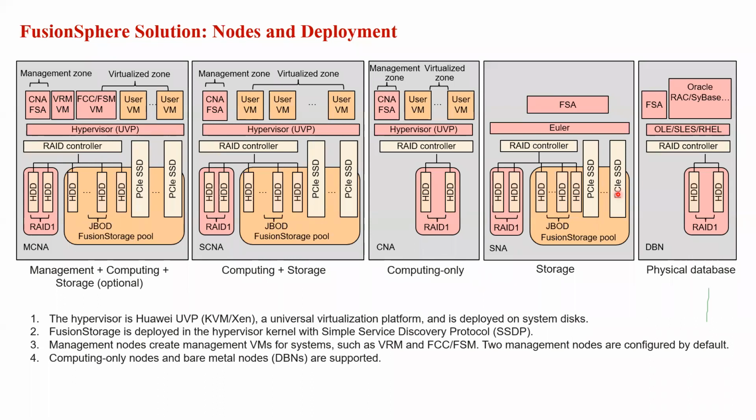What is actually MCNA and what is actually SCNA? What services do they provide? While deploying the FusionCube, we need to define the role on the node layer, on the server layer. So this node will act as an MCNA, or this node will act as an SCNA or CNA, right? So this role we have to define during the deployment. While we define the MCNA role for the node, the MCNA node will provide the management resources, meaning the infra VMs will be deployed on the MCNA nodes, okay?